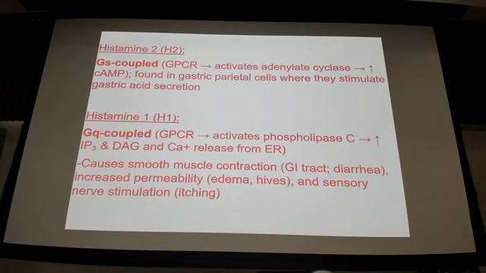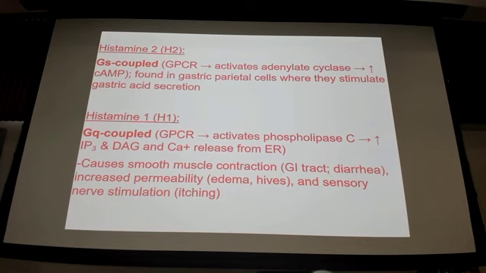PIP2, phosphatidylinositol bisphosphate, is cleaved into DAG, diacylglycerol. DAG hangs out in the cell membrane. IP3 leaves the cell membrane, and then it causes endoplasmic reticulum release of calcium, and that causes the cascade of effects that lead to the physiological effects shown here at the bottom. All right. Any questions about this?